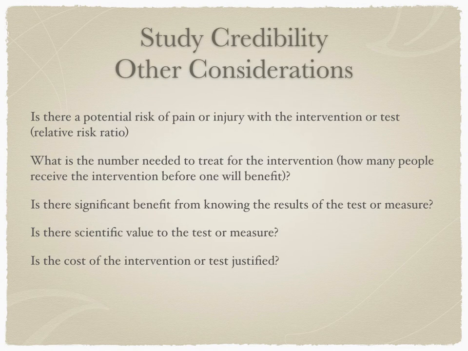When looking at study credibility generally, there are some other considerations. One is there a potential risk of pain or injury with the intervention or the test? This is often expressed in the relative risk ratio statistic. What is the number needed to treat for the intervention? How many people receive the intervention before one will benefit? This is another statistical measure commonly used in intervention trials.